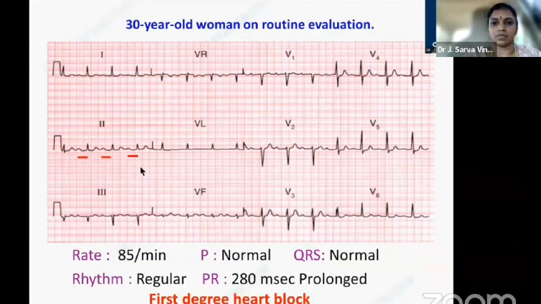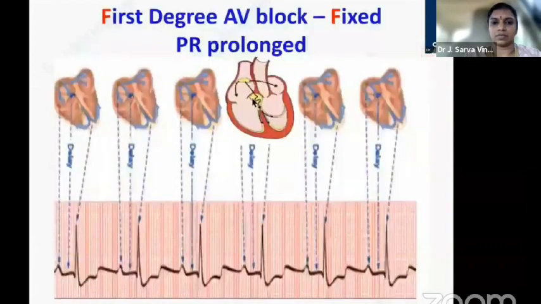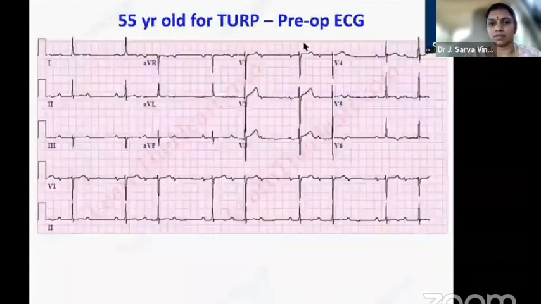So this is a first degree AV block. In first degree AV block, the intrinsic AV nodal delay, which is physiological, becomes pathological, so that there's a further increase in the delay. So the PR interval is prolonged and it is constant throughout each beat. So that is the first degree AV block, which is a fixed PR prolongation.